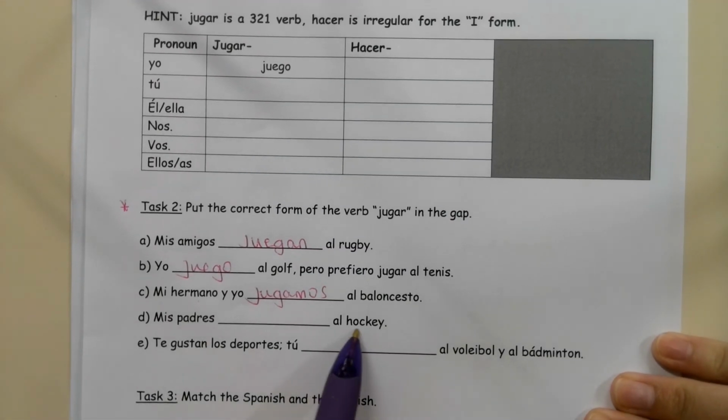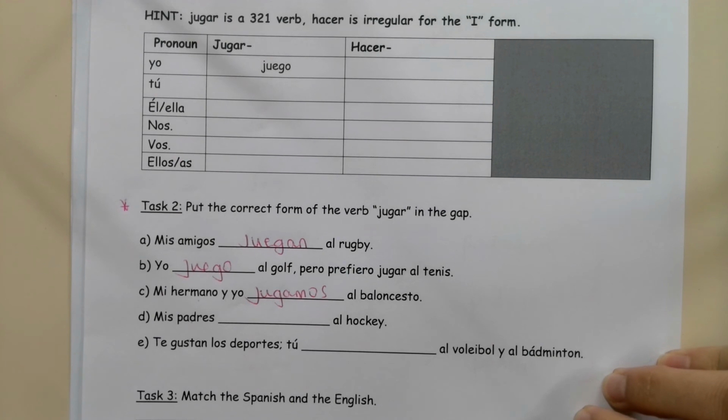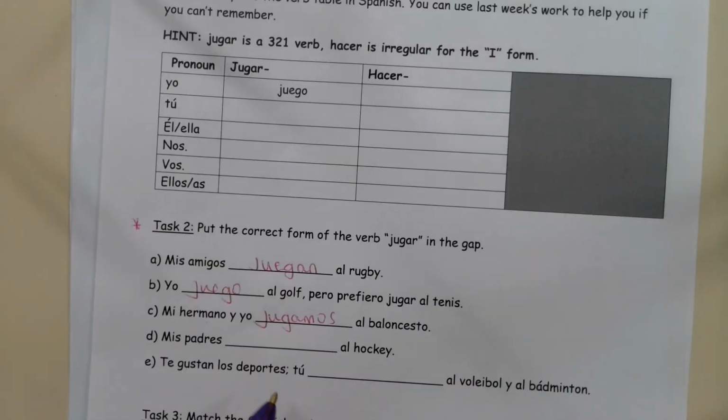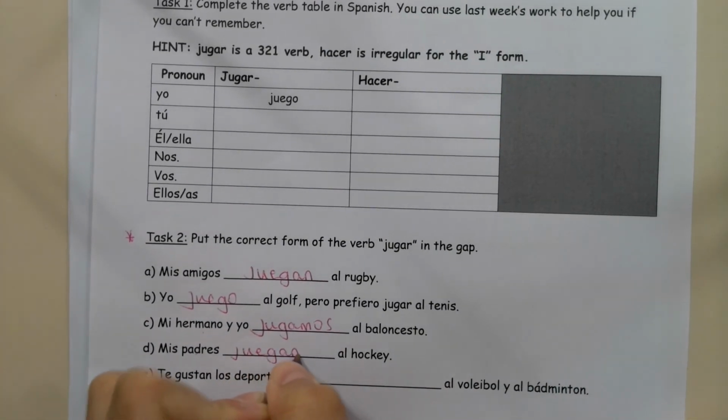Mis padres for our next one, and hockey. So hockey is the sport that we're playing. Mis padres, sometimes you translate this as my dads. This is the way to say my parents in general. So my parents, if we're talking about my parents, we're talking about they. So last one, juegan, which is similar to mis amigos. Okay, same form of the verb.